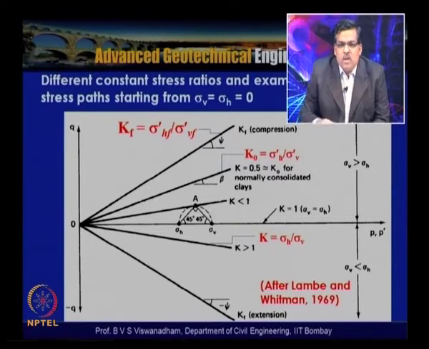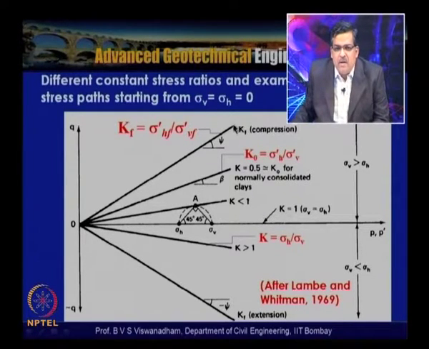We also have this particular line, the uppermost line, which is called the KF line, the failure line, which is inclined at an angle psi, and this line is inclined at an angle beta. So KF is equal to sigma dash HF by sigma dash VF. This is nothing but the effective horizontal stress at failure and the effective vertical stress at failure.